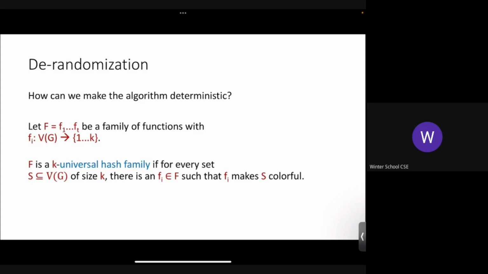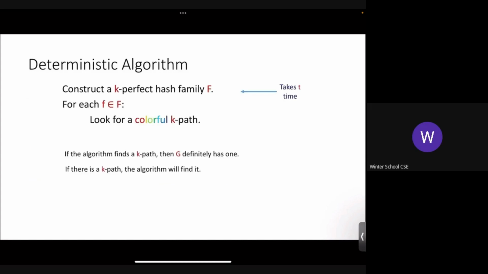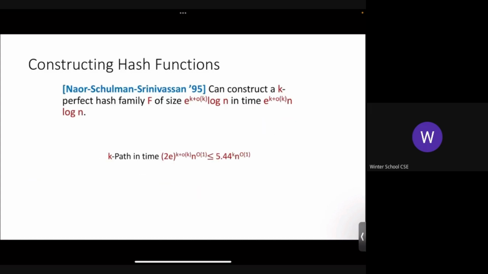Exactly. So far, I'm just saying that it exists. So how to find it, and how to estimate the size of this family, is quite non-trivial. There's a paper of Naor, Schulman, Srinivasan from 1995. This paper gives a construction of a k-perfect hash family of size e^k, in time e^k n log n. But it's far beyond what I want to discuss here.